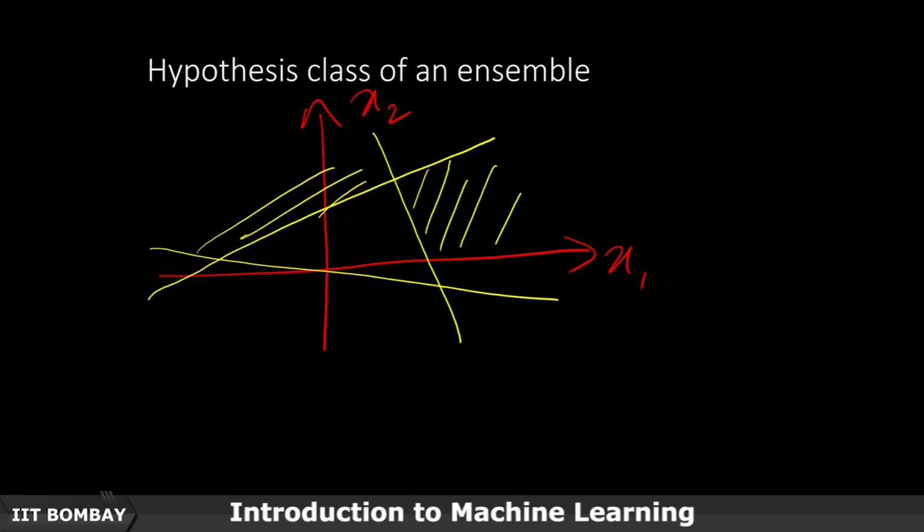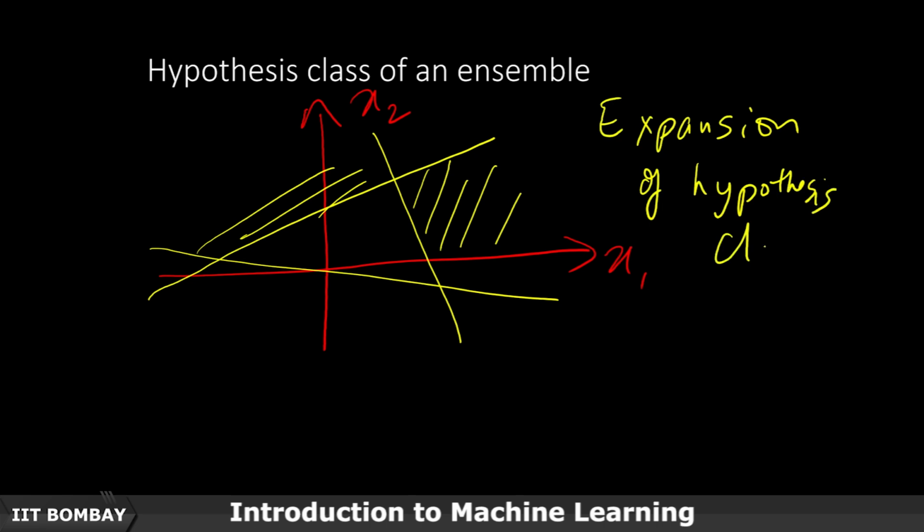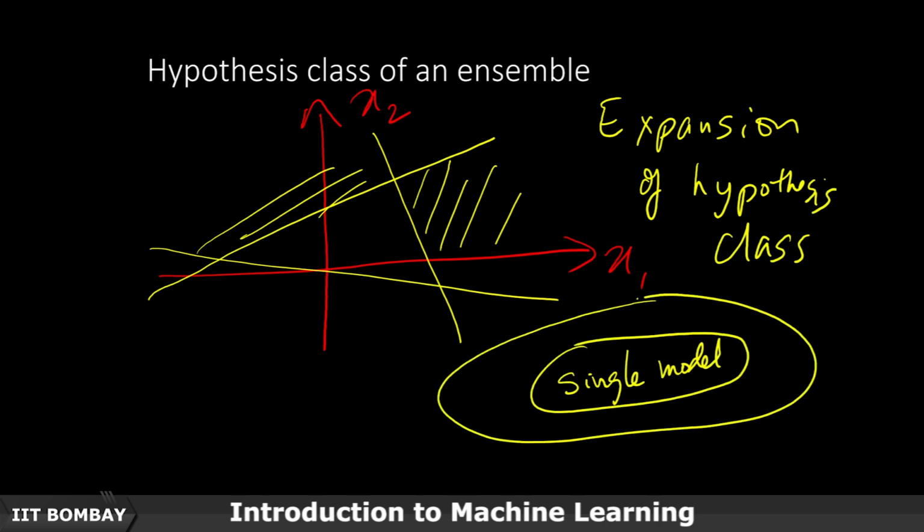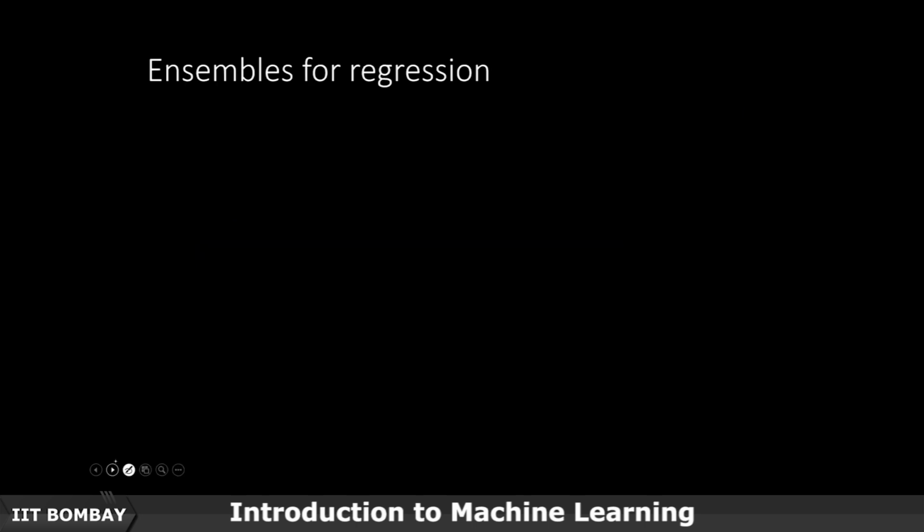So here what we are getting is an expansion of the hypothesis class, expansion over the constituent. So this is a single model. Okay. A single model has this hypothesis class, and its ensemble has a bigger hypothesis class.